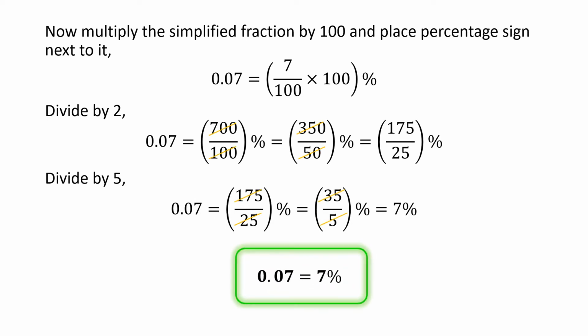Now multiply the simplified fraction by 100 and place percentage sign next to it, then again simplify the new fraction, so after further simplification here we have 7%, therefore, 0.07 is equals to 7%.